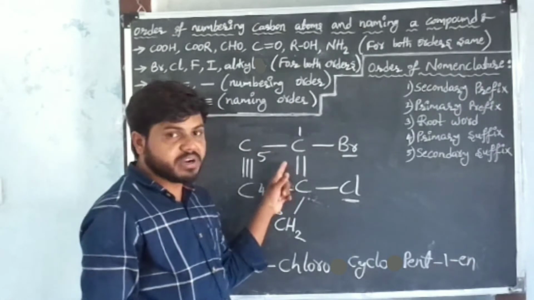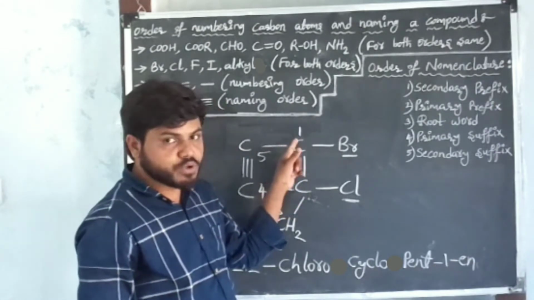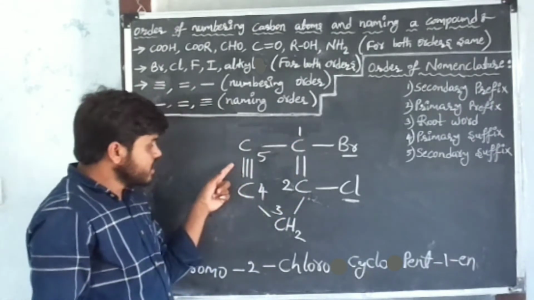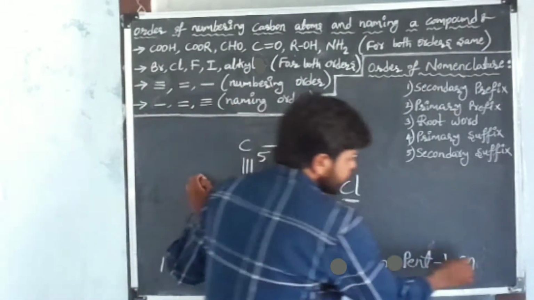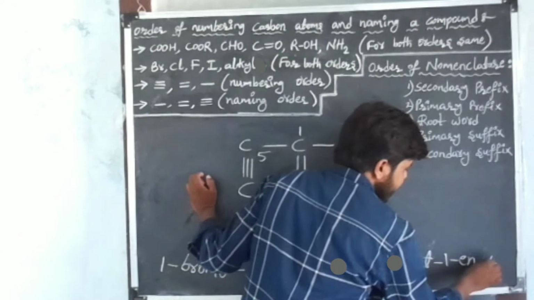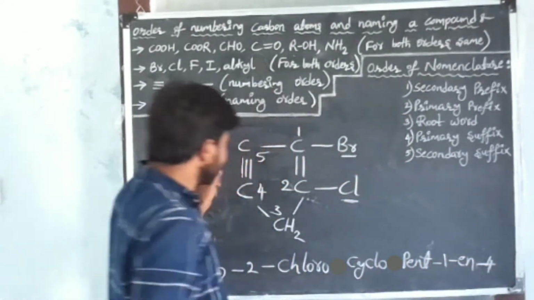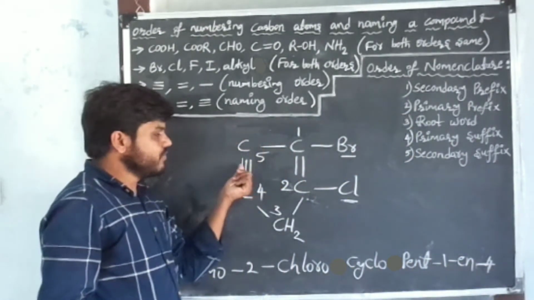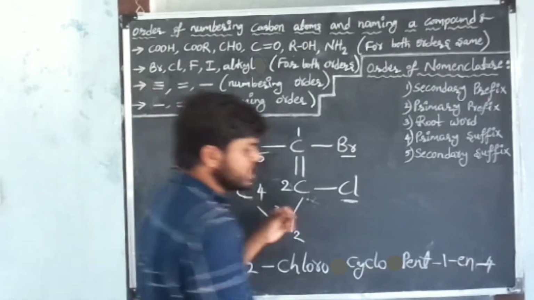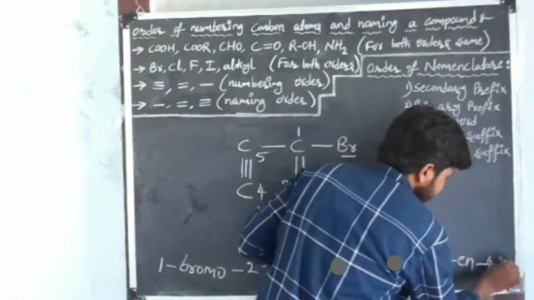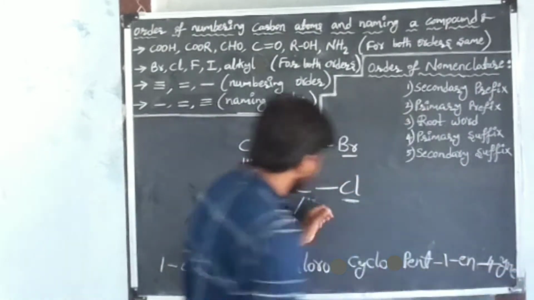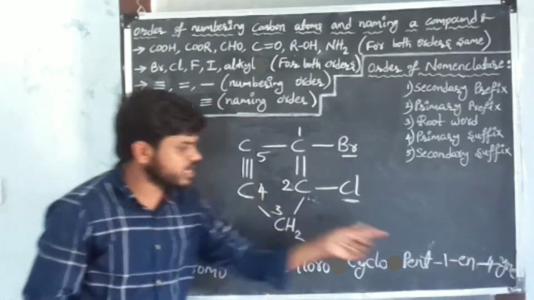After writing the double bond suffix and position, take the triple bond. The position of the triple bond is the fourth carbon, so 4. I have written the position 4. After writing the position, the suffix of the triple bond is yne. I have written the suffix. First write the position of the triple bond, that is 4.